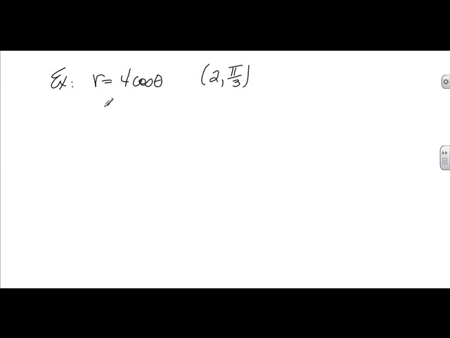First of all, the derivative of our function. f of theta is the function r, so we're talking about the derivative of r here. That's going to be negative 4 times the sine of theta.